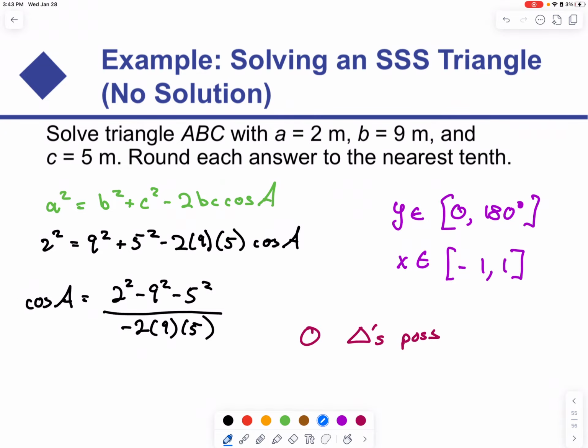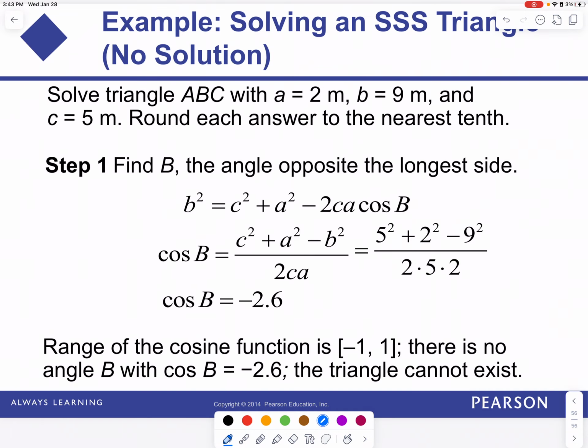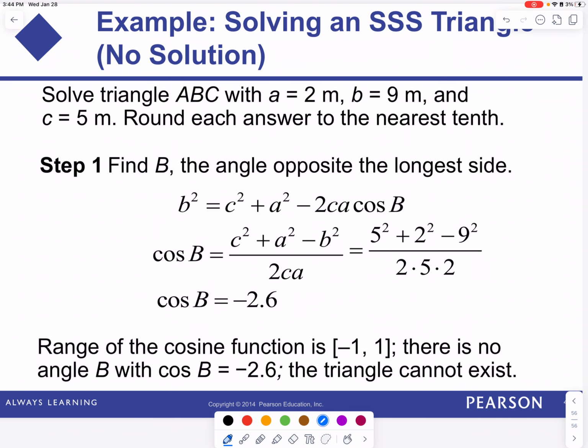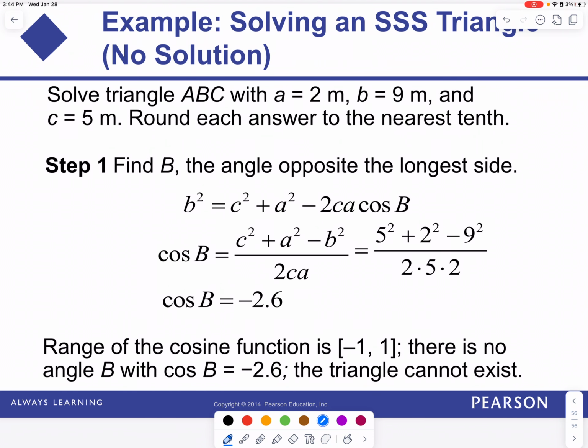Okay, not too terribly bad. Okay, let's see the way the book articulated that. Find B, and so on. They did B. Okay, so the cosine of B is negative 2.6. The range of the cosine function is from negative 1 to 1. There is no angle B such that when we take the cosine of B, it's going to produce a result that's negative 2.6. So the triangle cannot exist. So zero triangles possible, right?